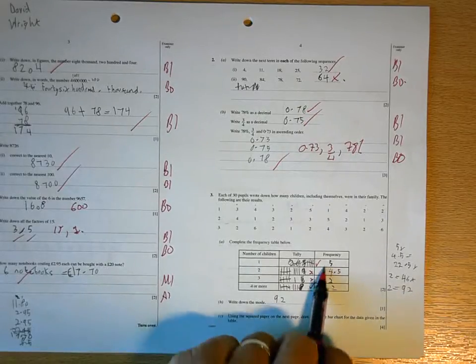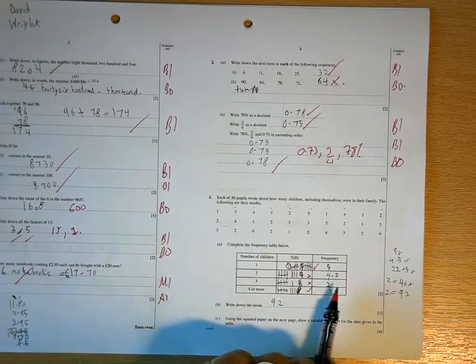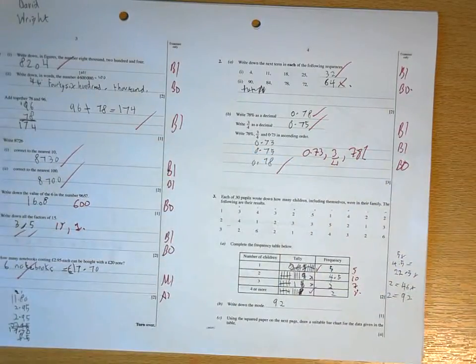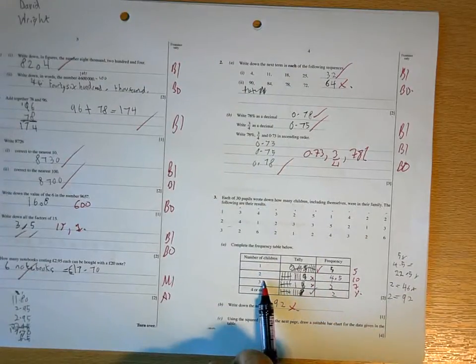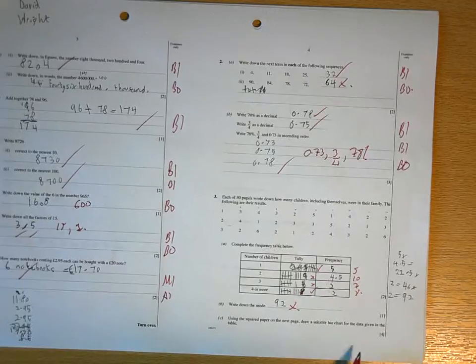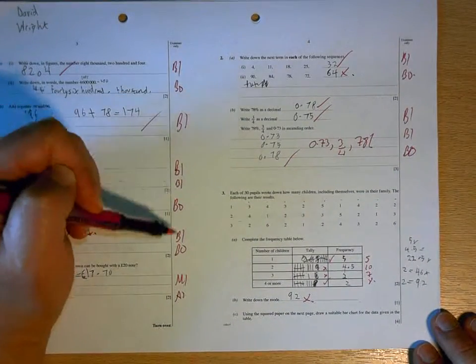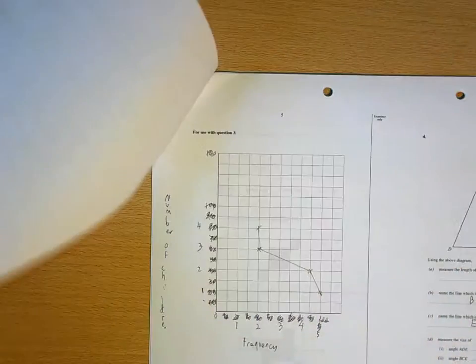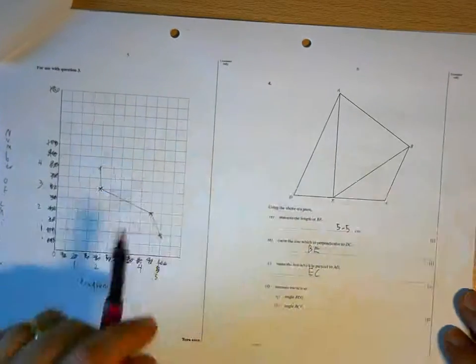I'm not sure what you're doing here. All you should be doing is writing how many sticks you've got each time. So you should be writing 5, 10, 7 and 8, and then the mode is just the number of children that comes up most often, which should be 2. So I can't give you any marks for anything there. Total for the page: 1, 2, 3, 4, 5, 6, 7, 8, 9, 10. And that's going to be totally wrong because your table is wrong.